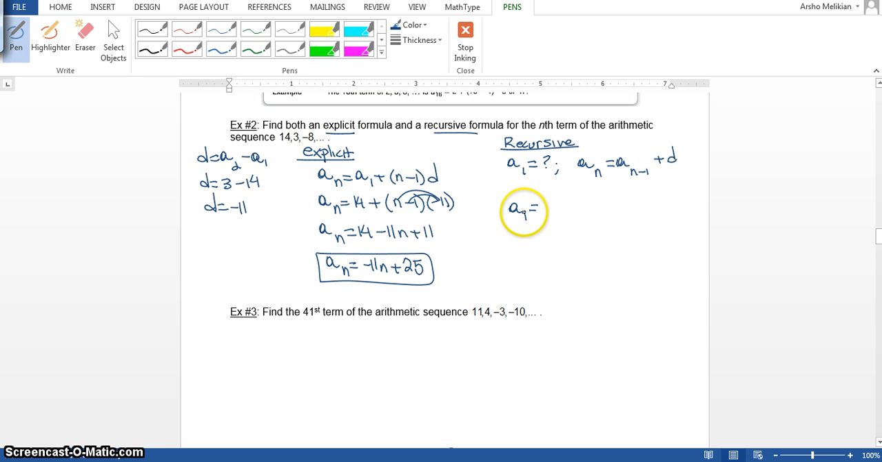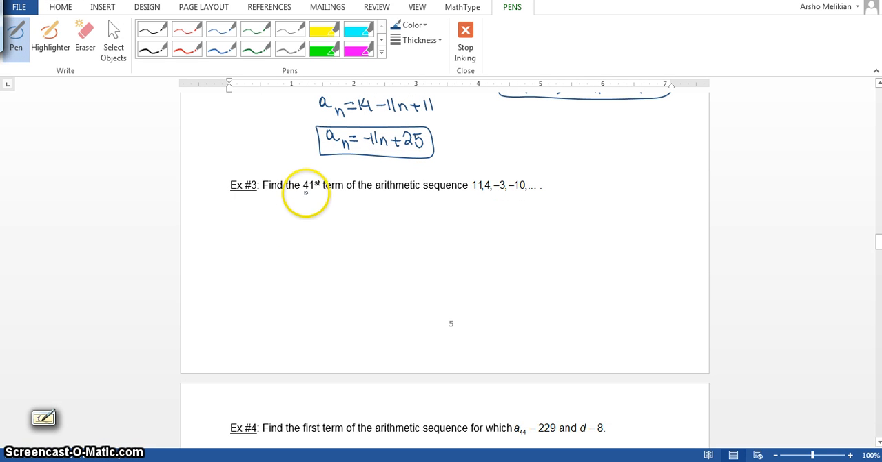A1 in this case is 14. Semicolon, AN is AN minus 1 minus 11. So now we have the explicit and the recursive formula. Where'd that come from? This is the recursive formula like we did in the last chapter, in the last section.